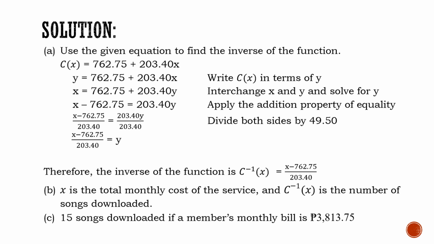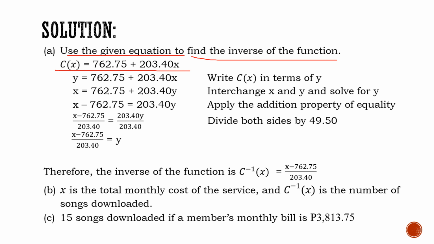So for the solution, for letter A, use the given equation to find the inverse of the function. Here there's a given function for the cost with respect to your x. So x will be your independent variable, then your c of x, or we can replace this one by simply using y, that will be your dependent variable, because whatever value we put for x, there is an effect on your y. It can increase or decrease.